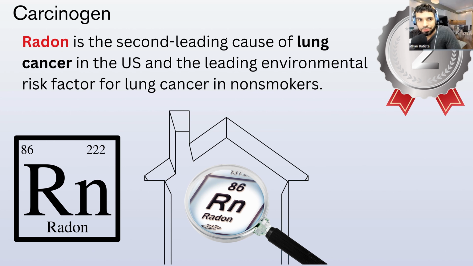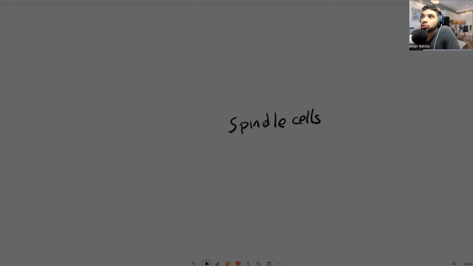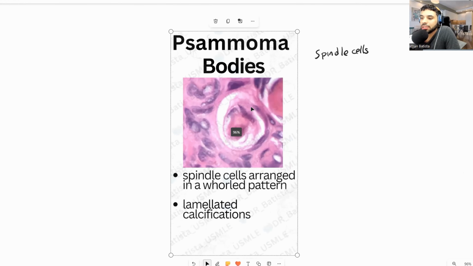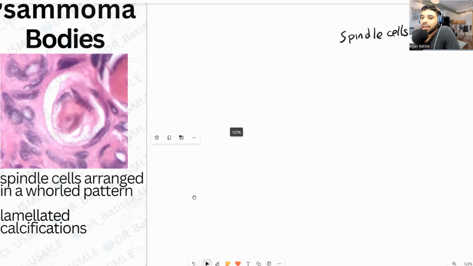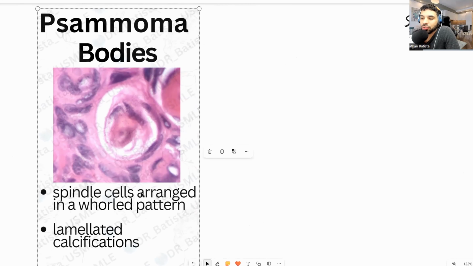All right, so let's continue. Malignant mesothelioma. Last thing I should say, you can have spindle type of cells, they'll tell you. Spindle cells. So what do they mean with spindle cells? You guys probably heard this type of histological description. They say that these cells are displayed in a whorl-like pattern, like a whorl. They're basically talking about psammoma bodies. You guys probably seen them before. So how do we identify psammoma bodies? Spindle cells arranged in a whorled pattern. Laminated calcifications. These are different descriptions.